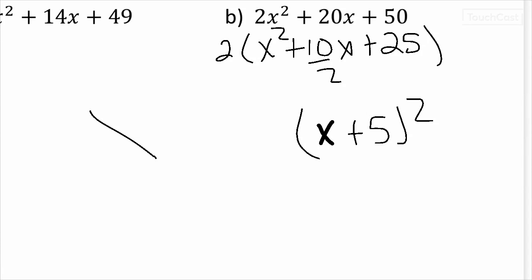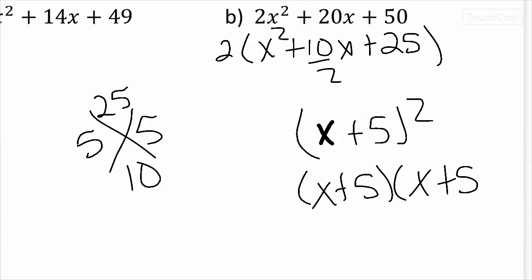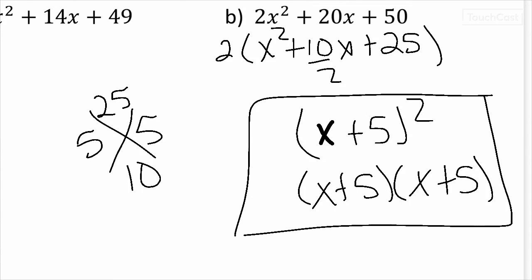Or again, you can factor it the old-fashioned way. 25 and 10. The only way to get 25 is 5 and 5. And you still end up with the same thing. And it's great. Love it.